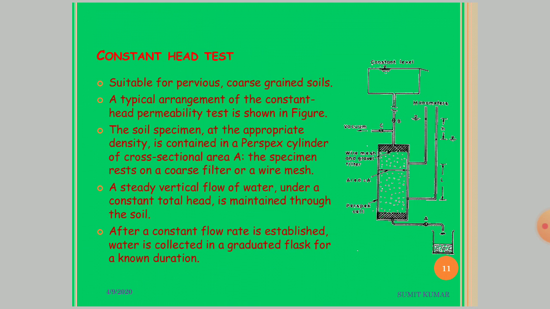The coefficient of permeability for coarse soil can be determined by means of the constant head permeability test. A typical arrangement of the constant head permeability test is shown in figure. The soil specimen at the appropriate density is contained in a perspex cylinder of cross-sectional area A. The specimen rests on a coarse filter. A steady vertical flow of water under a constant total head is maintained through the soil and the volume of water flowing per unit time is measured.